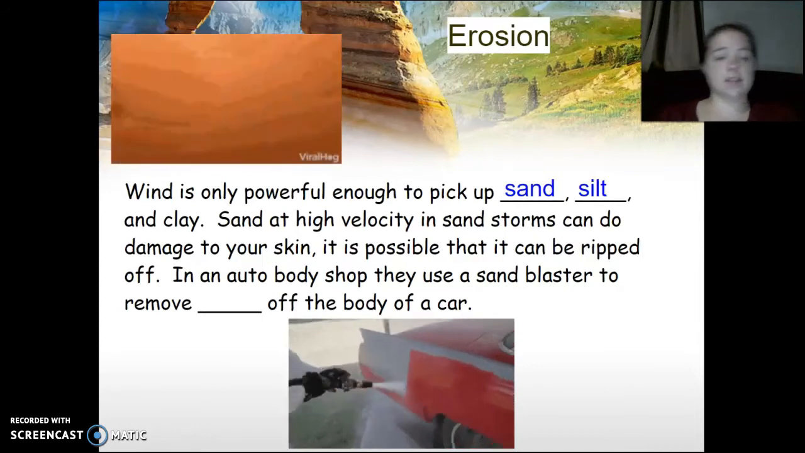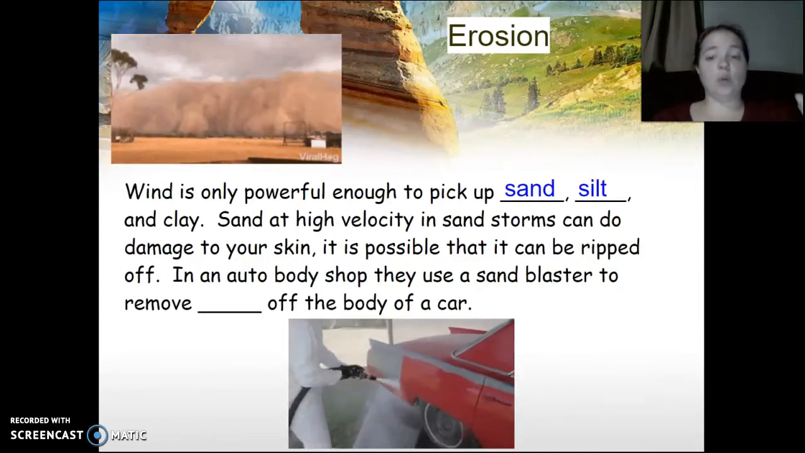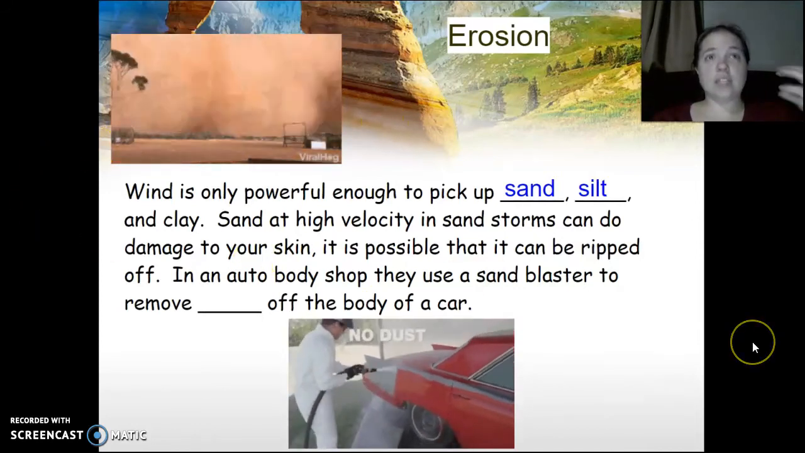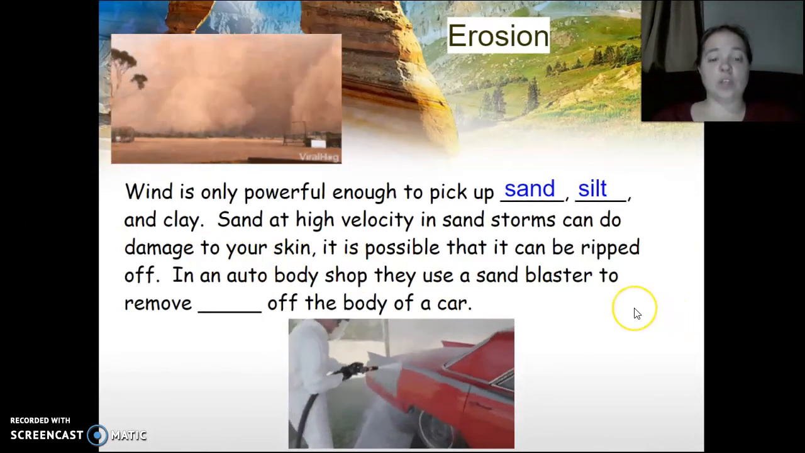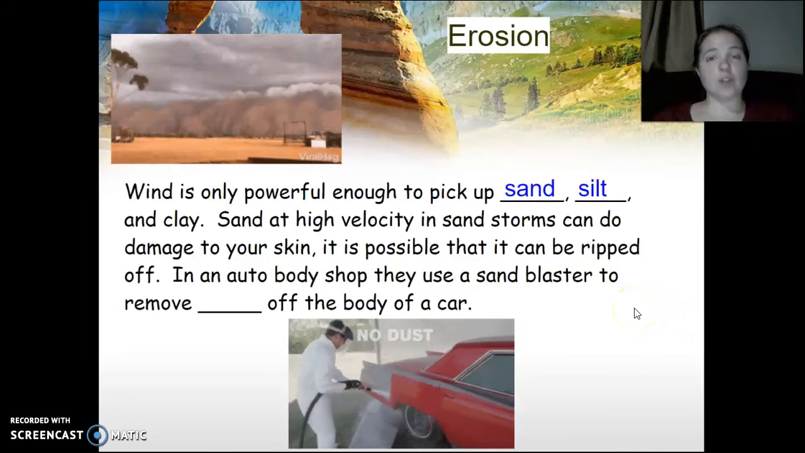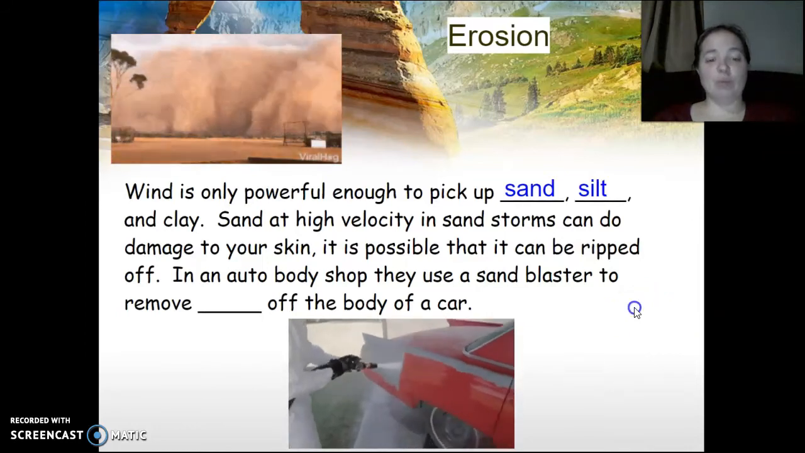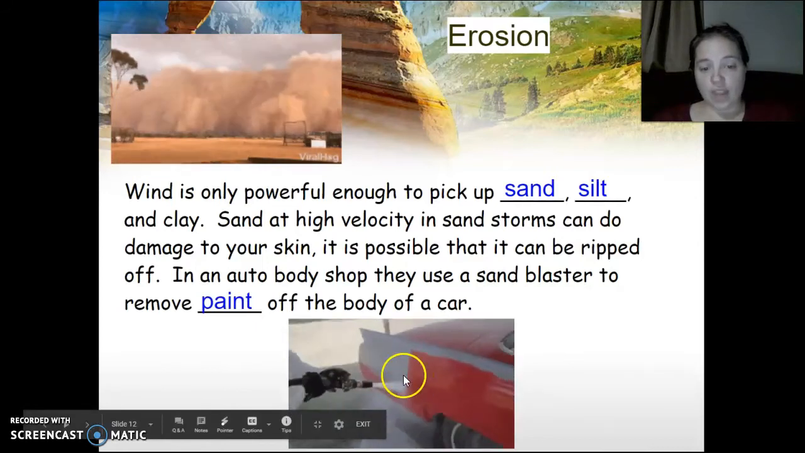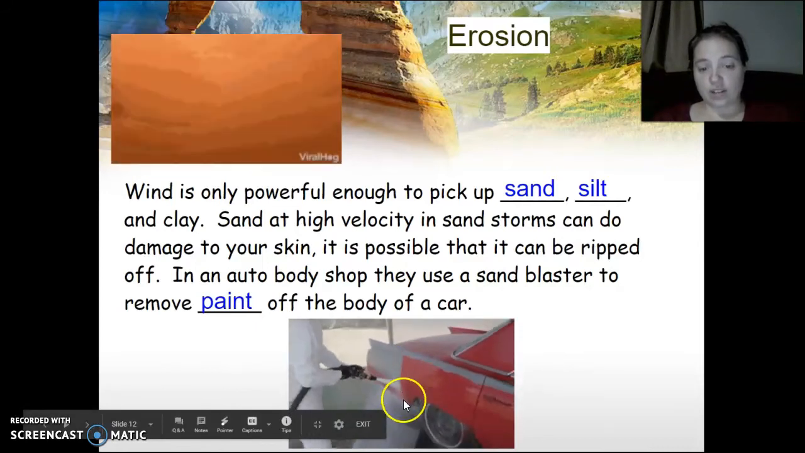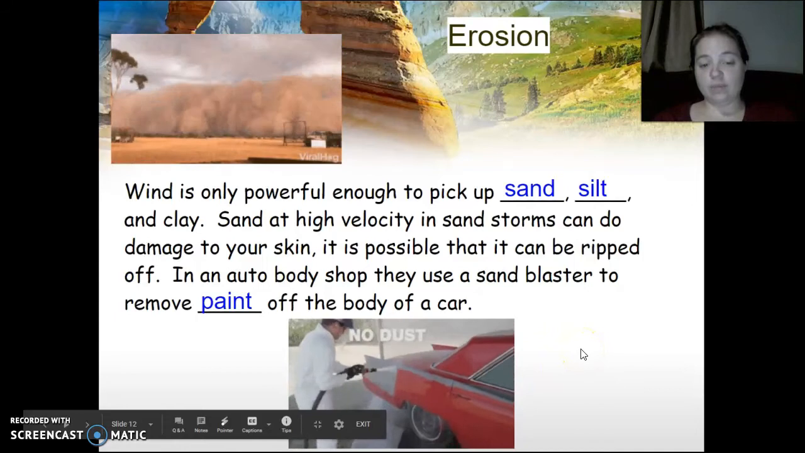For instance, in an auto body shop, they use a sand blaster. The sand's going pretty darn fast, and the sand blaster is used to remove paint off the body of a car. So you can see this guy is sandblasting right there. Insane, right?